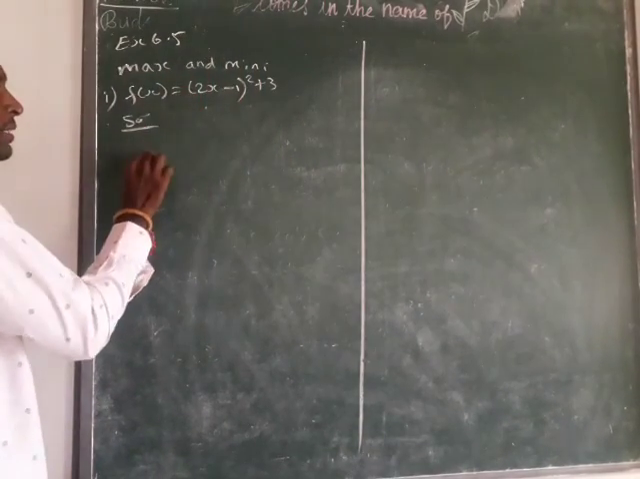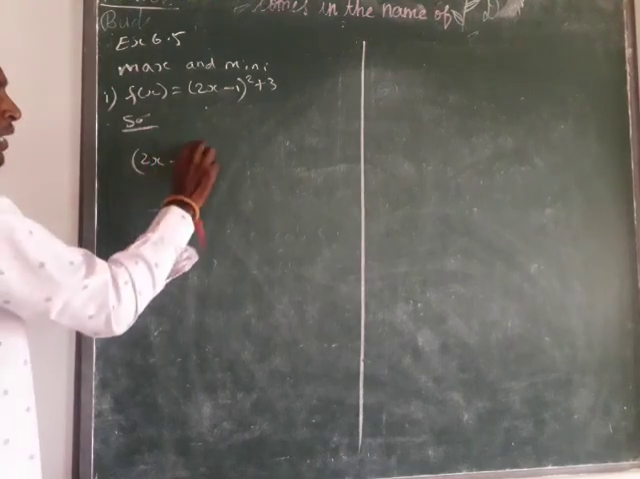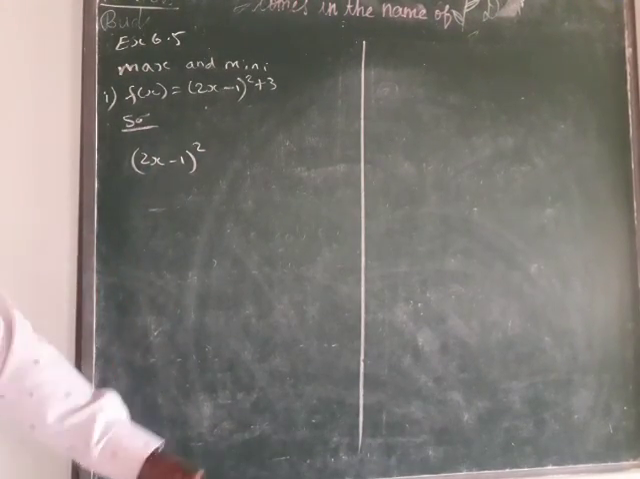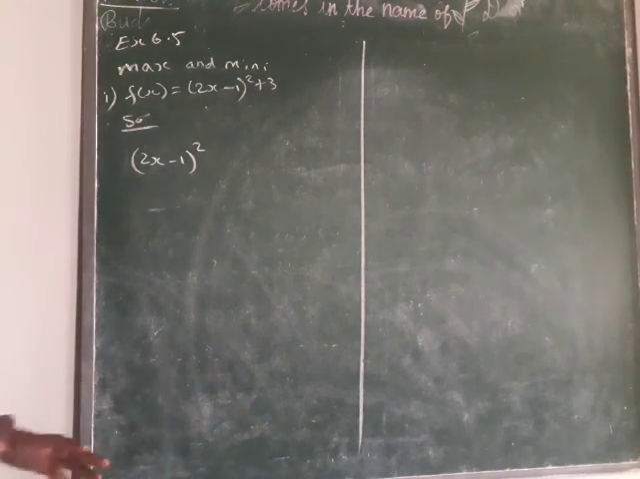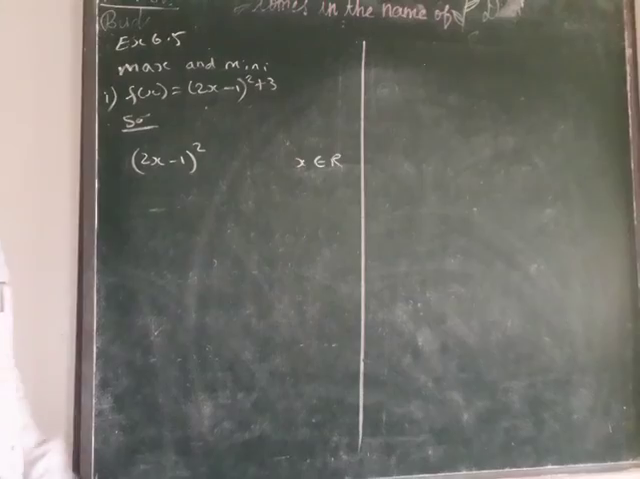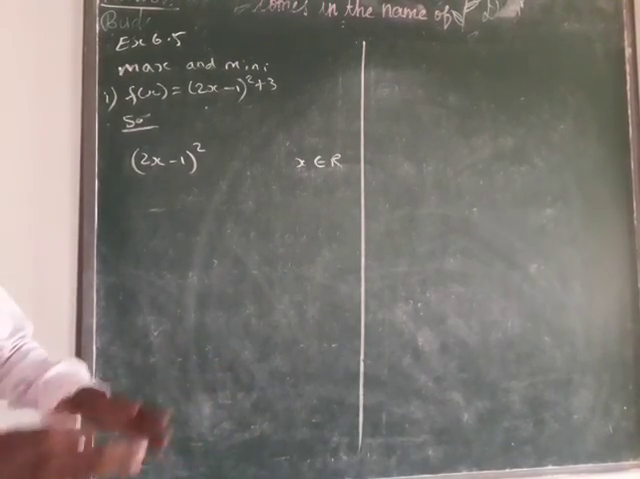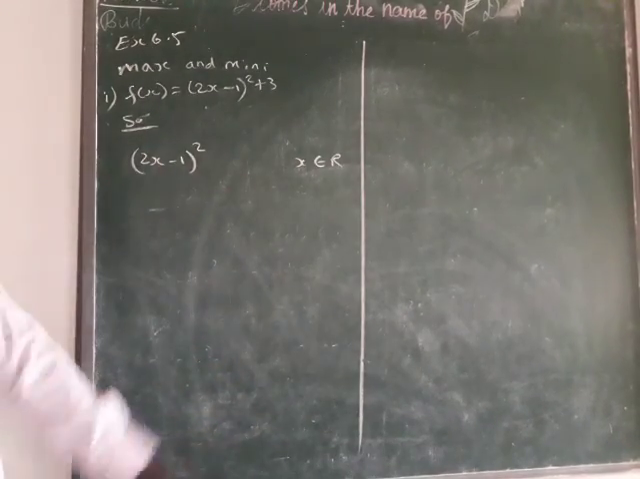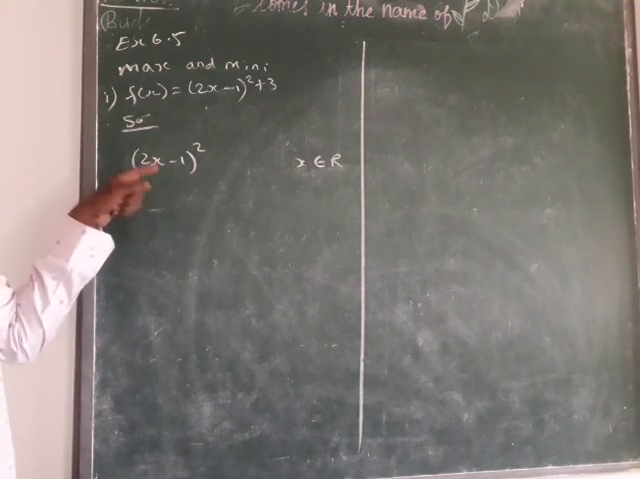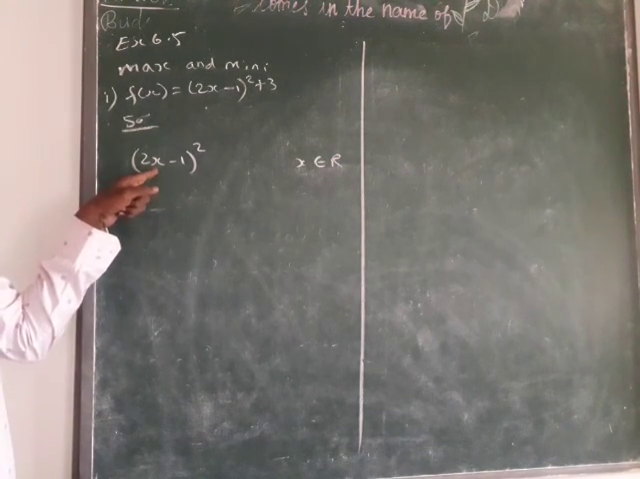So the variable term is (2x - 1) the whole square. Instead of x I can substitute any value, positive or negative. So I take x as a real number. Real means all the positives, all the negatives, everything will come. You can even substitute a decimal number instead of x, no problem. Even if you substitute a negative number, for example -2.